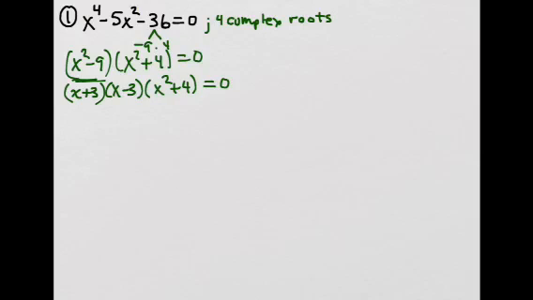But then when we solve, x is plus or minus 3, and then for this one, x is plus or minus 2i. Okay, because you set it equal to 0 like that, and then take the square root. So you get plus or minus 2i.